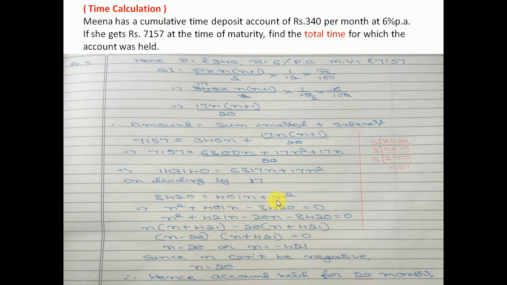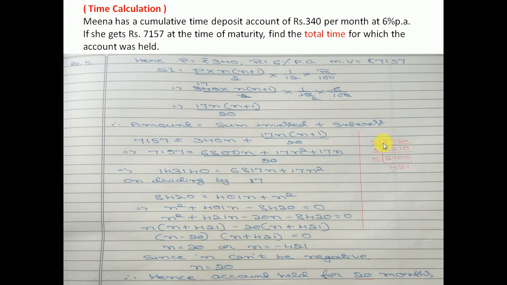It looks like a quadratic equation, because n square is there, n is there, and n power 0 is there. Put in the standard format: n square plus 401 n minus 8420 is equal to 0. This is my quadratic equation. Now you know how to solve the quadratic equation. Split the middle term. When you split the middle term, we learned last year, the product must be n square into minus 8420, and when you add or subtract, you must get 401 n.